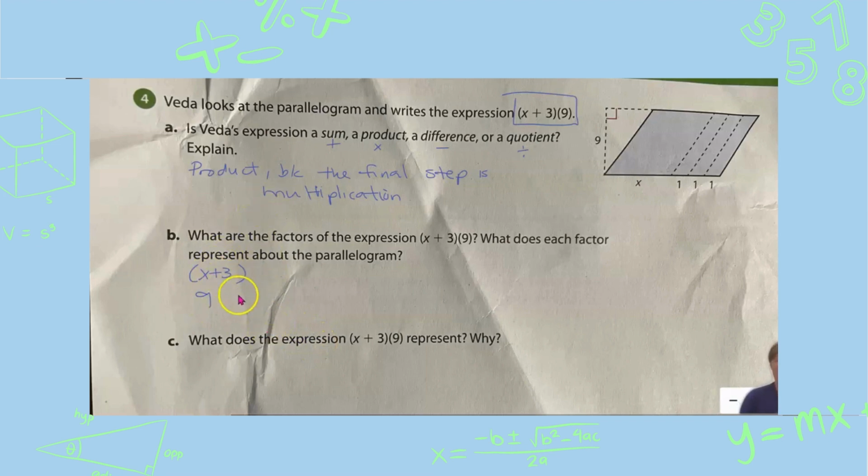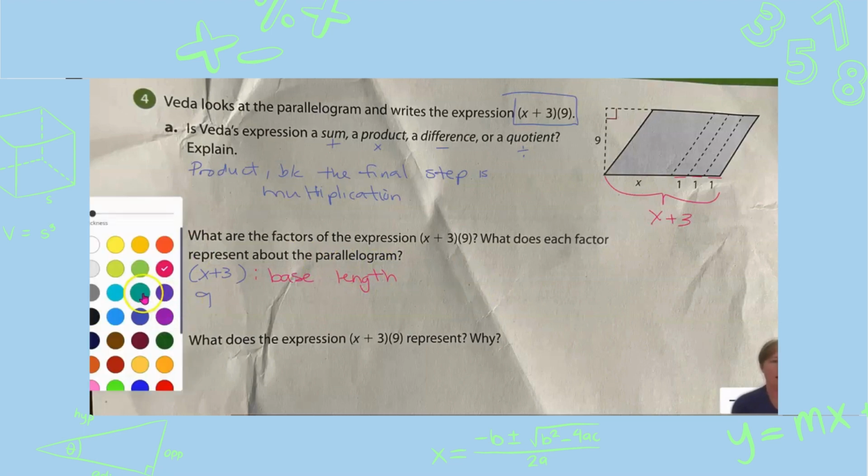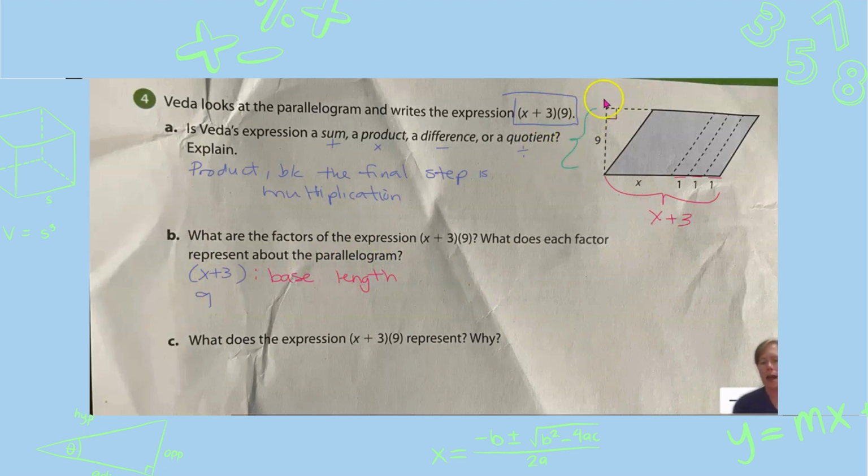And what do they represent about the parallelogram? If we look at our parallelogram, x plus 3 is being represented here. So we have some unknown value we don't know, and then we have 1, 2, 3. So this piece is our x plus 3. So I would say this represents the base length of the parallelogram. And then our 9 is right here. And it is representing the height of our parallelogram.